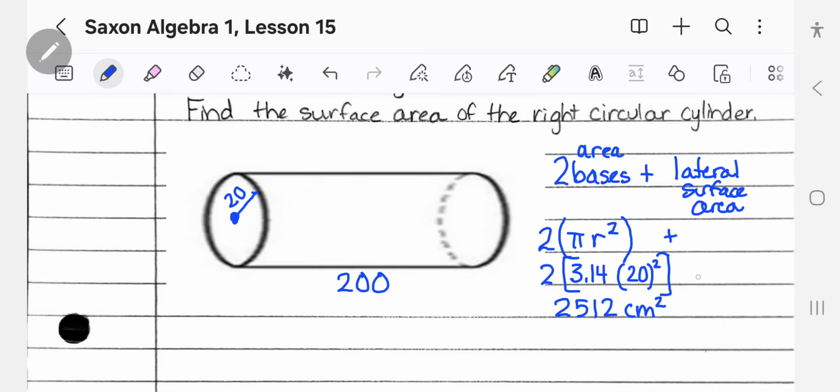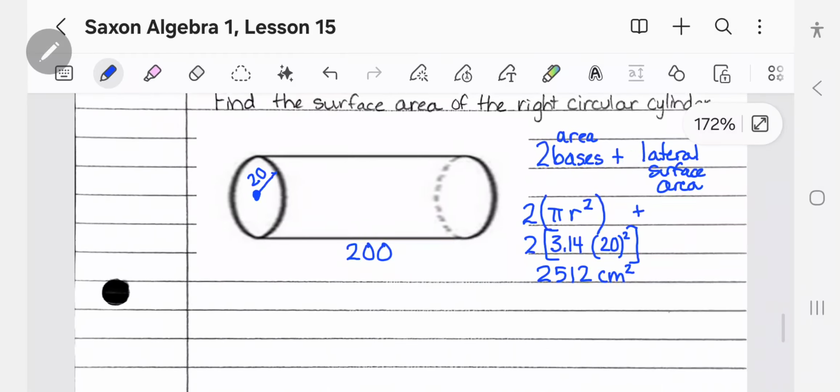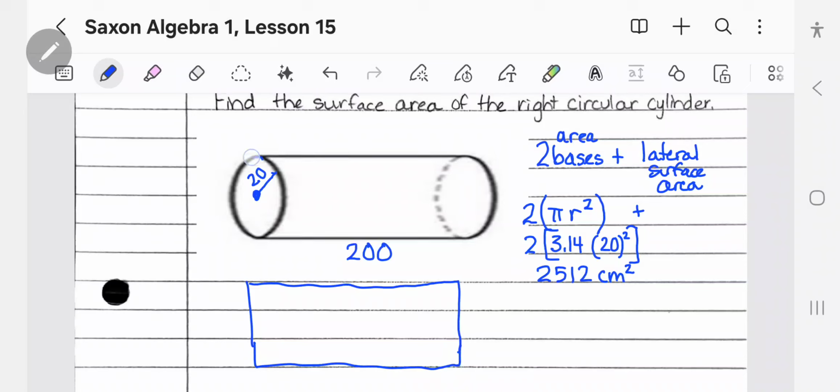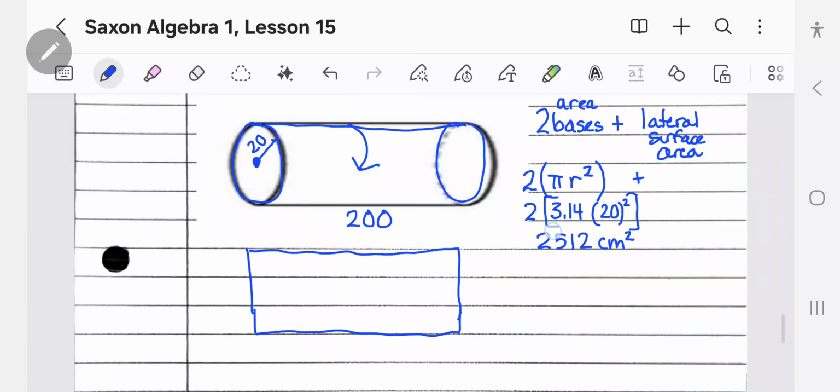Now we're going to need to add to this the lateral surface area. Again, we can imagine if you cut the top and the bottom off, and unroll it, then you're going to end up with this rectangle. The top of this rectangle would need to match up with this distance. We would say that that pink is the circumference, and that's pi times the diameter. For here, the diameter would be 40. So this would be 40 pi. That would be this distance here.